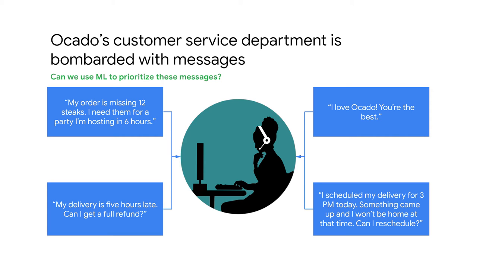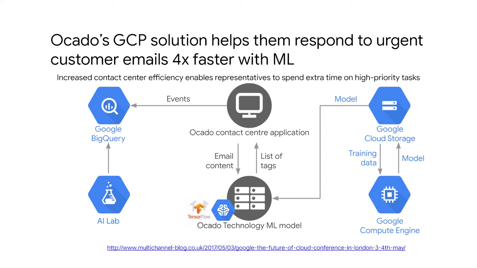That was a problem facing the data engineering team at Ocado. The engineering team used Google Cloud Platform to learn how to respond to urgent customer emails 4 times faster. How did they do that? They used Google's text processing capability and built several custom machine learning models to essentially read those emails, determine what the message was, what was being talked about, and whether each message was urgent or not.